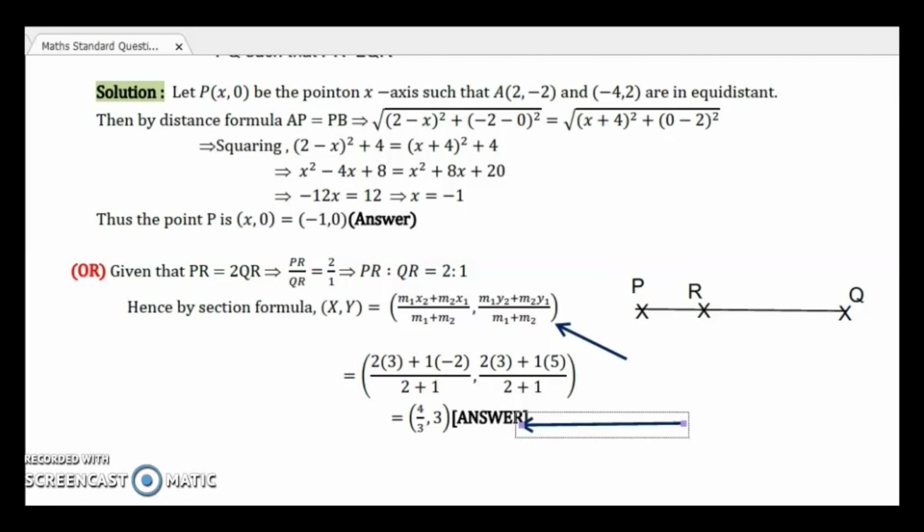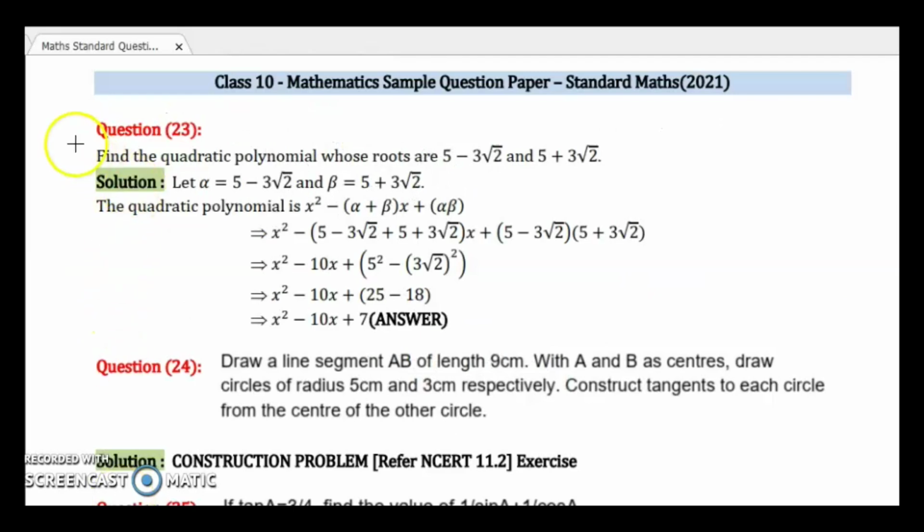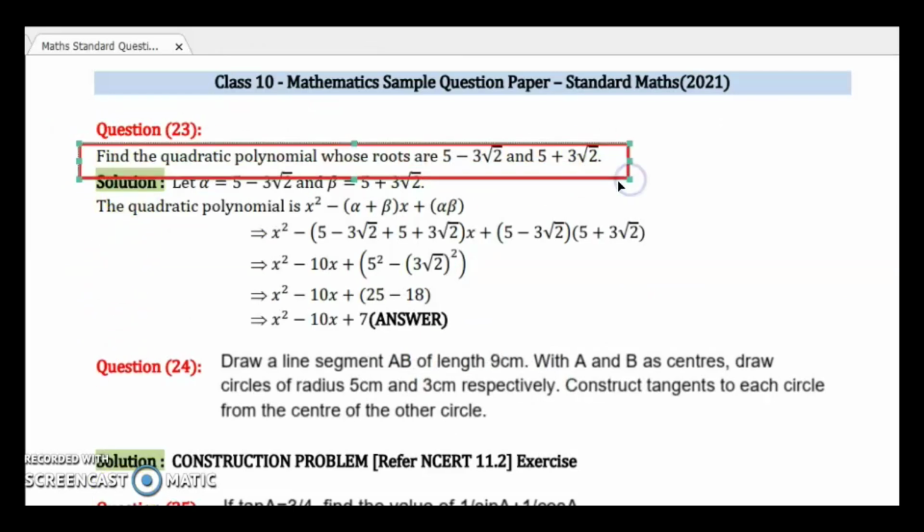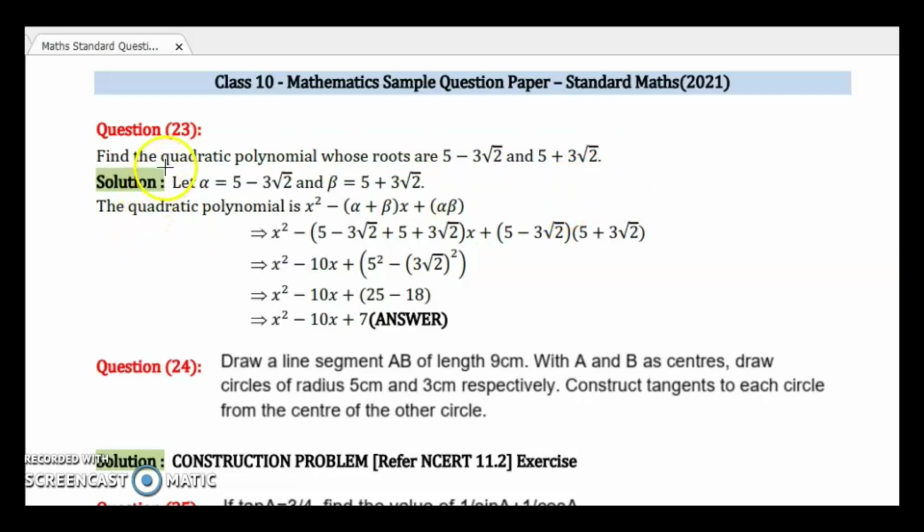Now, let us move on to the next question. Question number 23. Find the quadratic polynomial whose roots are 5 minus 3 root 2 and 5 plus 3 root 2. It's a very simple question. Take alpha equal to this and beta equal to the other root, 5 plus 3 root 2. Everybody knows how to construct the quadratic polynomial, that is x square minus (sum of the roots) x plus product of the roots. Now express the roots here. That is alpha is 5 minus 3 root 2 and beta is this one. Alpha multiplied by beta is represented here.